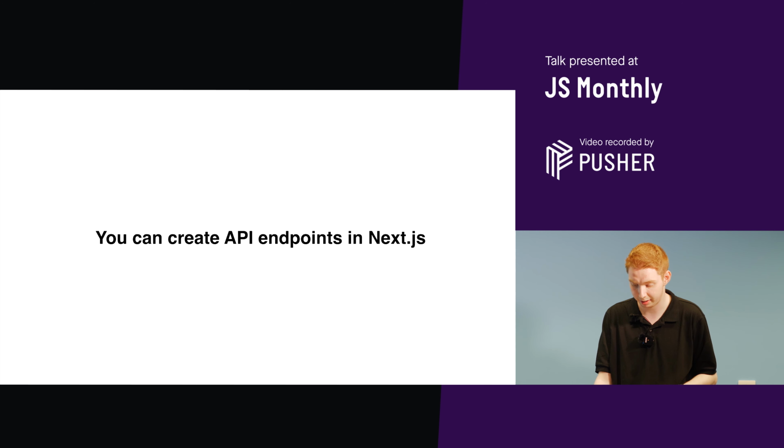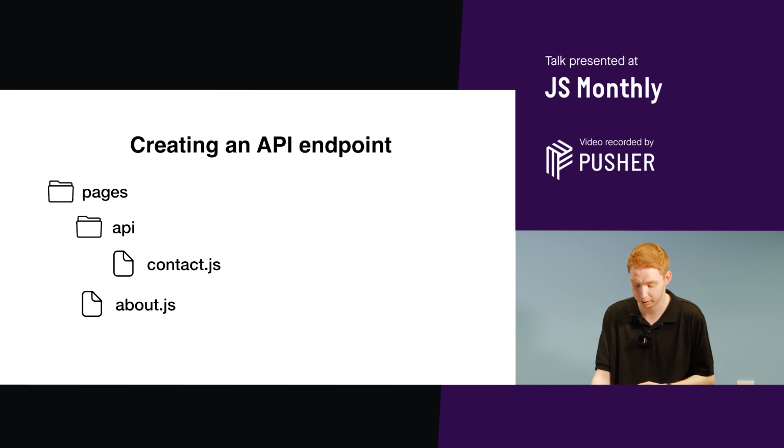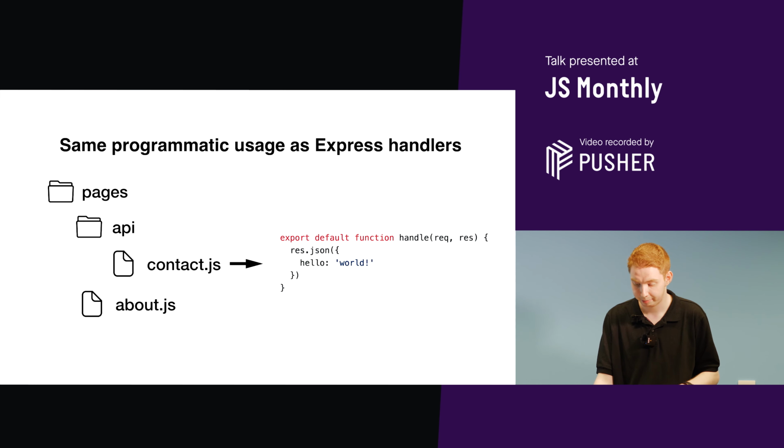So starting with Next.js 9, you can actually create endpoints in Next. That means you don't need a custom server or something like that. You don't need to install Express to handle most of your logic. By just creating a pages directory with an API directory inside of it, so you create pages/api/contact.js.